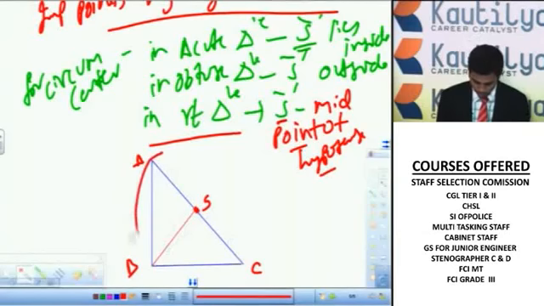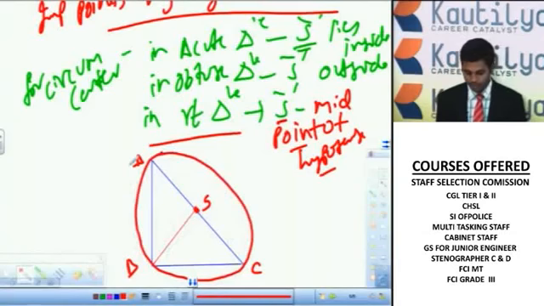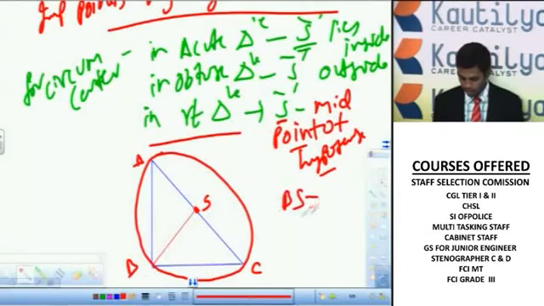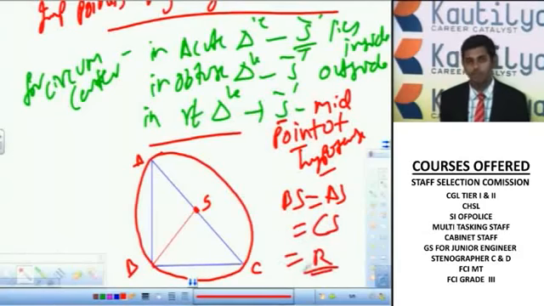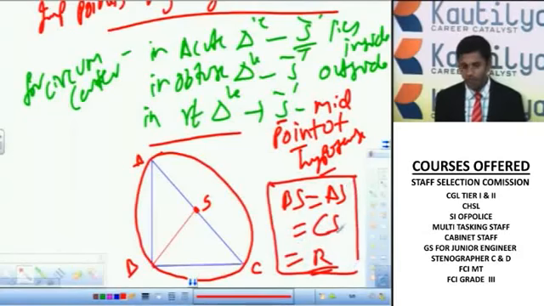This will be the circumcircle, and S will be the center of the circle, that is the circumcenter, and BS is the radius, and AS and SC are also radii. BS equals AS equals CS equals the circumradius R, usually represented with a capital letter R. So in a right angle triangle, the circumcenter will be lying on the midpoint of the hypotenuse.